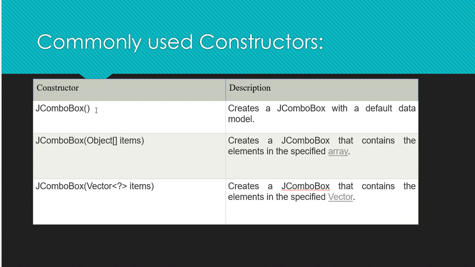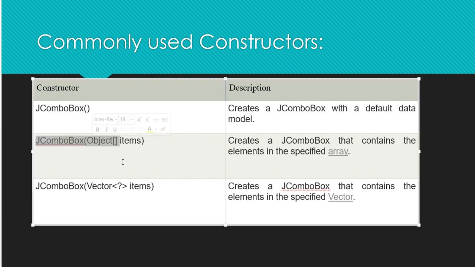The first one is the default constructor, that is JComboBox with empty parentheses. It creates a JComboBox with the default data model. The second one has one argument, that is JComboBox with object items, meaning you can create an array of objects. The next one is JComboBox with a vector of items. So these are the three constructors that can be used for JComboBox.